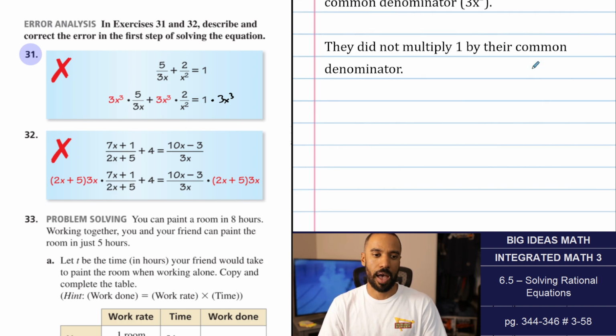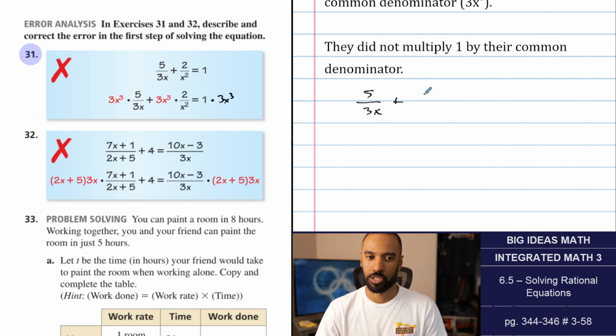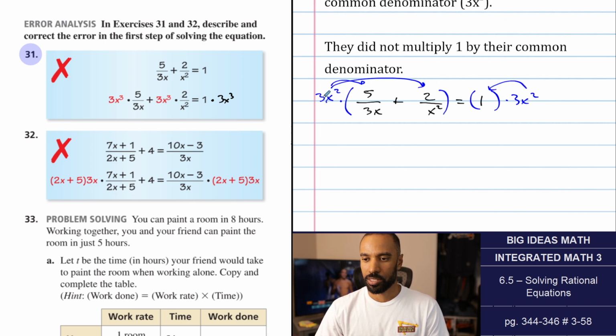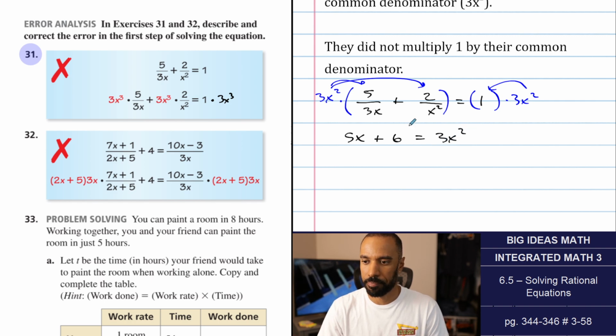So let's redo the problem. I'm going to multiply by 3x squared. They have 5 over 3x plus 2 over x squared equals 1. Now, when they say multiply everything by 3x, I'm going to do 3x squared here, in their terms, which means the distribution of it. 3 over 3 is 1, so I'm left with 5x here. So 5x plus, cancel out the x squared, 2 times 3 is 6, equals 3x squared. There's your setup.